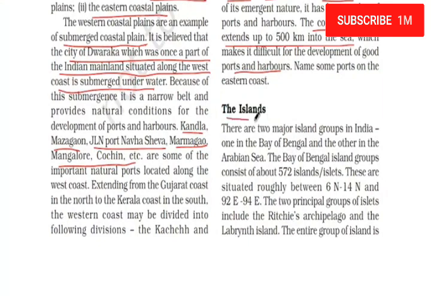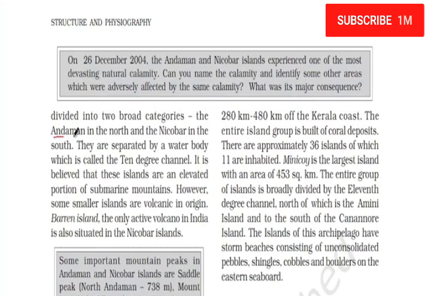Then you have the islands. Bay of Bengal has about 572 islands. The two principal islands which are present here are Ritchie's Archipelago and Labyrinth Island. The entire group of islands is divided into Andaman in the north and Nicobar in the south. And the 10-degree channel usually separates Andaman and Nicobar. Can you see here? Yes.